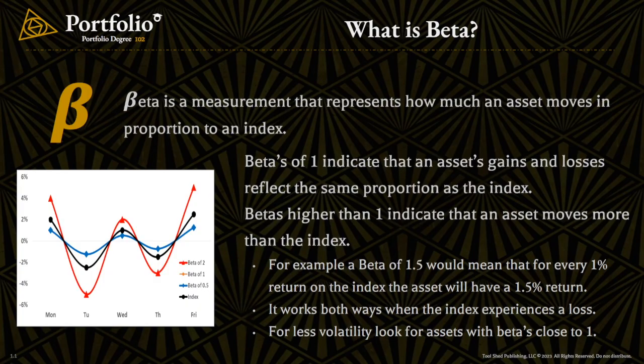And I don't know about you, but most people can't handle that kind of stress. So what you're looking for in your goal with beta should be to find assets that are close to or near 1, and that will provide you with a portfolio that moves a lot more like an index fund.